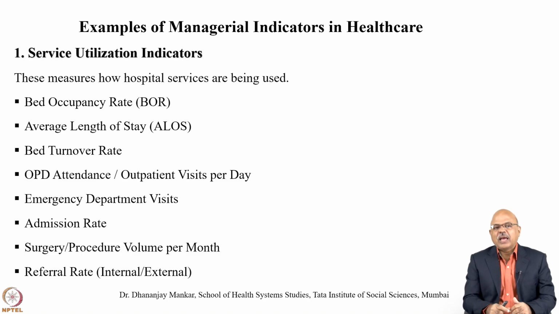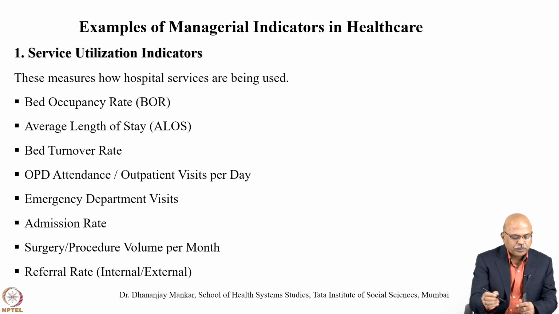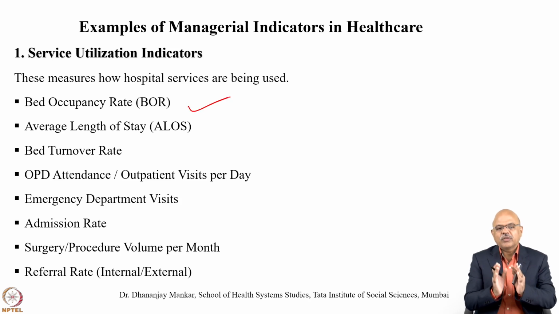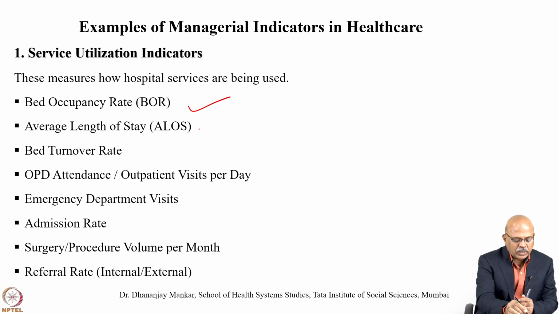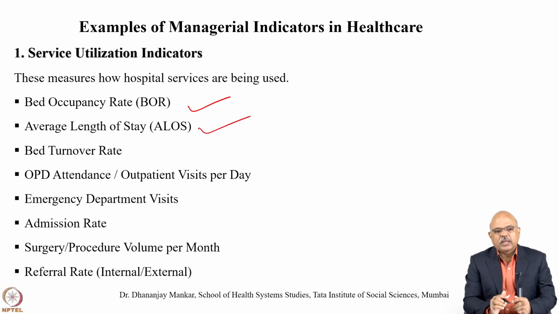These are some examples of managerial indicators in healthcare. With respect to service utilization indicators, I would like to highlight a few of the very important indicators which you need to take up for the practice. That is bed occupancy rate, then the average length of stay. How much is the average length of stay with respect to a disease condition, and how is the extended length of stay, you can take it.